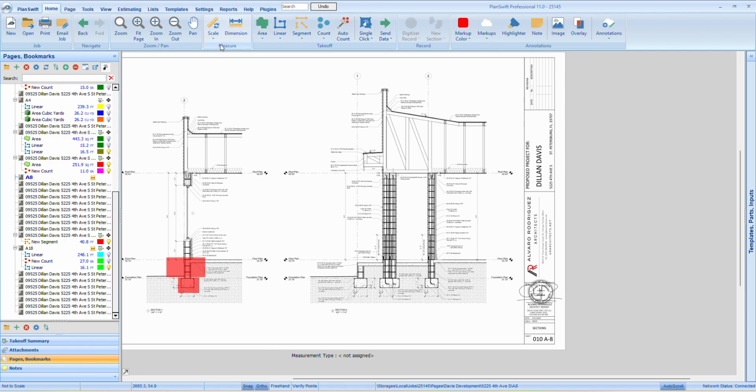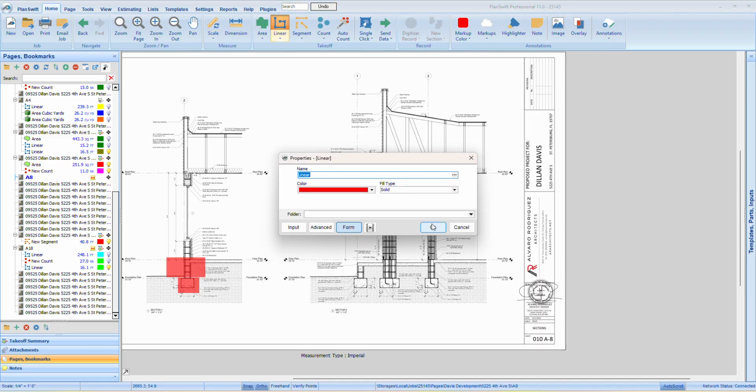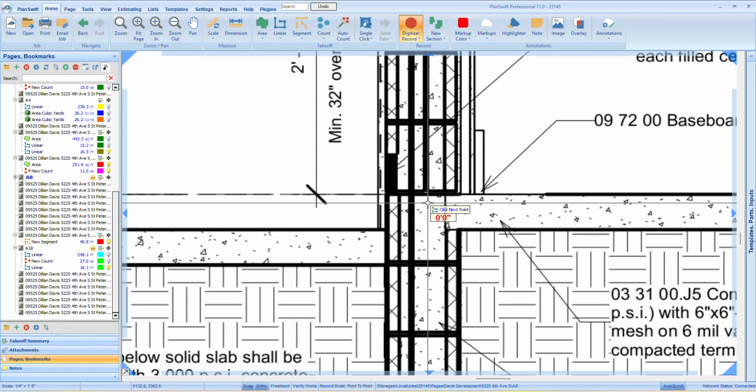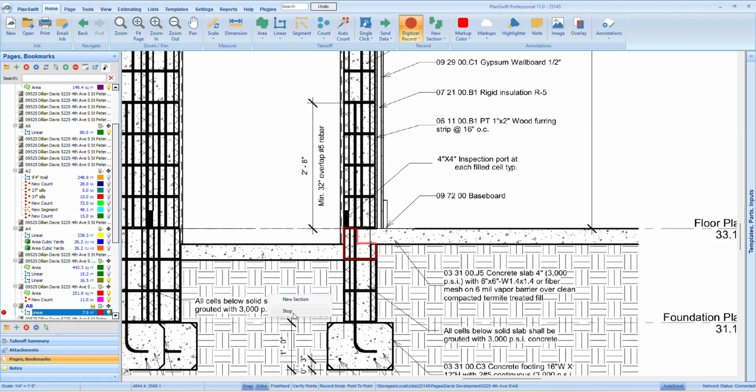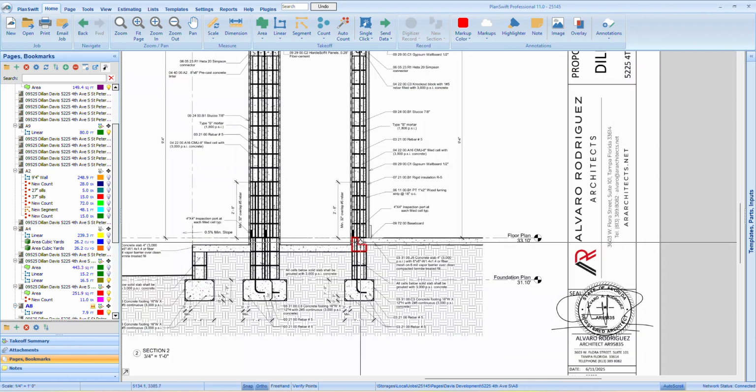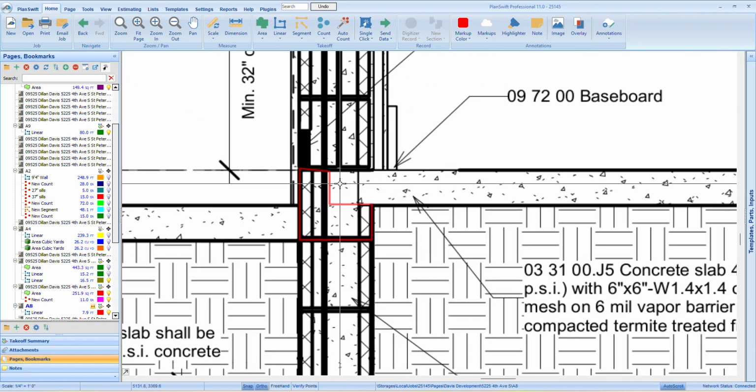Let me highlight it. So the header block is exactly like this. That's a header block. It looks like an L, like a chair. The reason they do that is so the slab can come in and tie into the block wall. So that's why on this job we need header blocks.